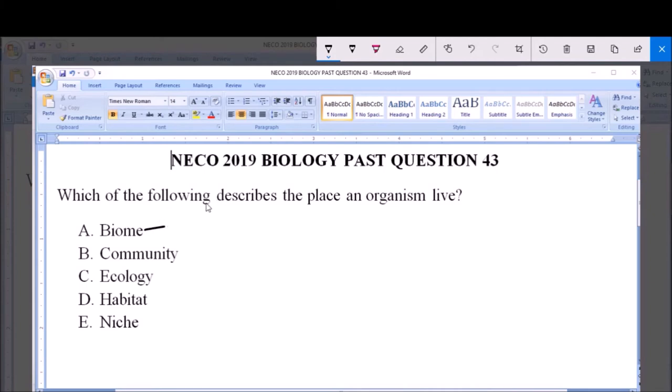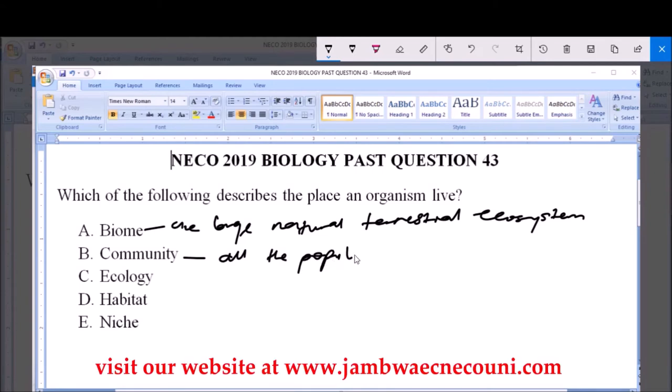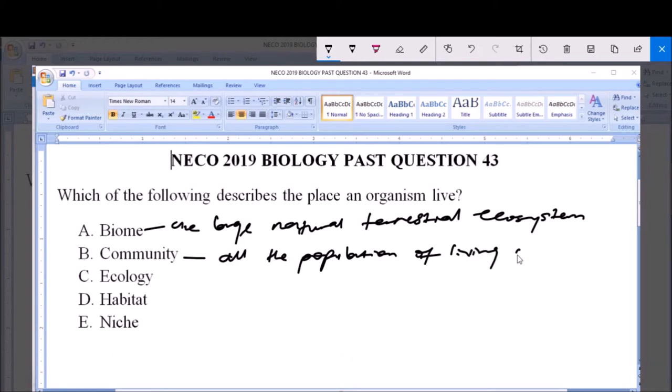Now, biomes are large natural terrestrial ecosystems. Then community. Community is made up of all the populations of living organisms that exist together in a habitat.